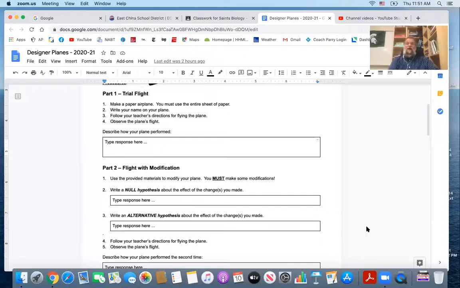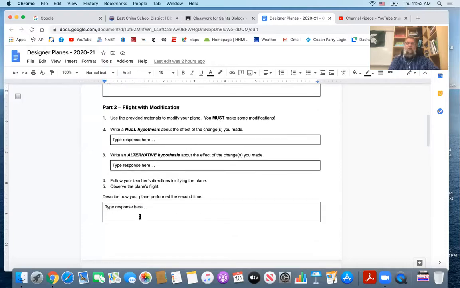So we came back into the room and we went back to the document, excuse me, and we recorded what our plane did the second time. Let me back up because I forgot one step in there. Actually, before we went back into the cafeteria, we made some hypotheses.